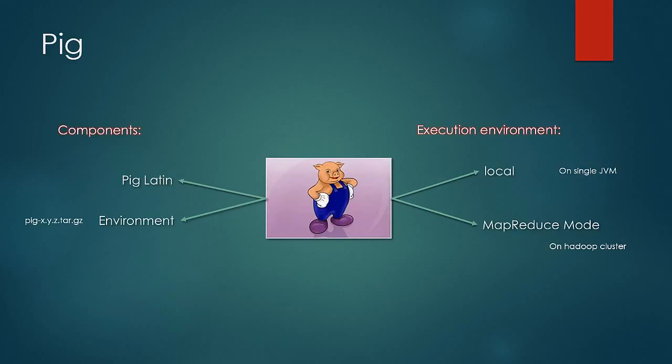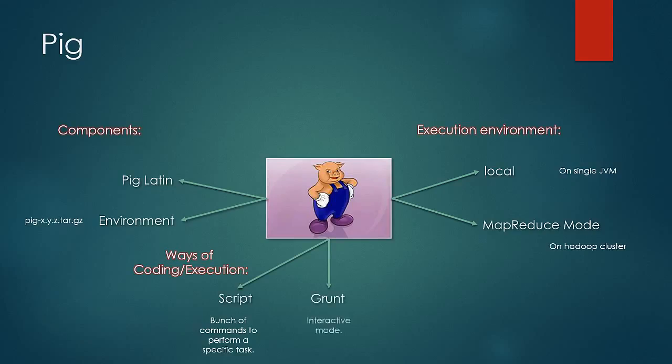There are three ways in which Pig Latin can be coded. Firstly, it can be coded as a script, where a bunch of commands are coded to perform the functionality. Pig script files end with the .pig extension. Then there is Grunt mode, which acts as an interactive shell for running Pig commands. Then there is embedded mode, where Pig commands can be embedded into a Java program.